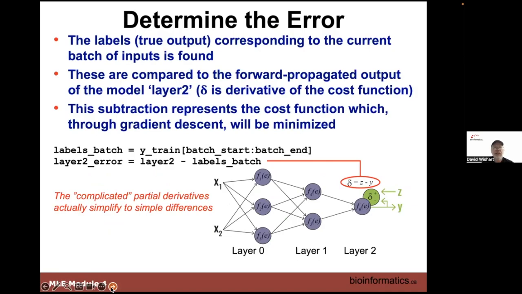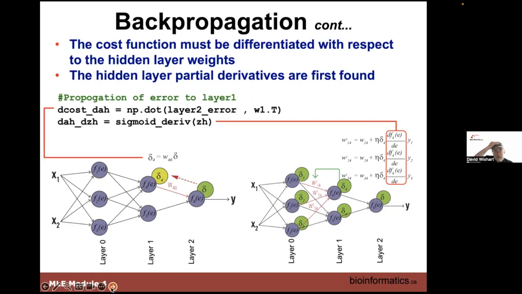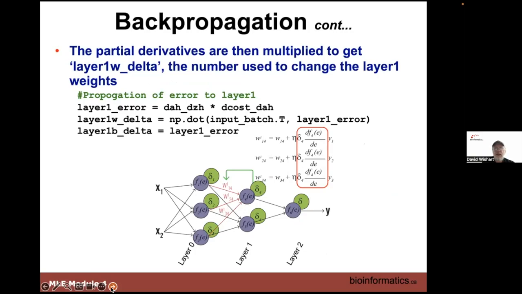We also have to calculate the error, and this is also very similar to what was done with the iris problem. We've got things simplifying to simple differences. We're looking at the forward propagated output of layer two. We're just doing a subtraction initially, but then we use gradient descent as we move from layer two to layer one and from layer one to layer zero. The formula that's used is embedded here, and it's also written in Python. We've talked about that cost function and how we get those partial derivatives, and we're using the sigmoidal function and its derivatives. There's the cost function as well, and we propagate through.